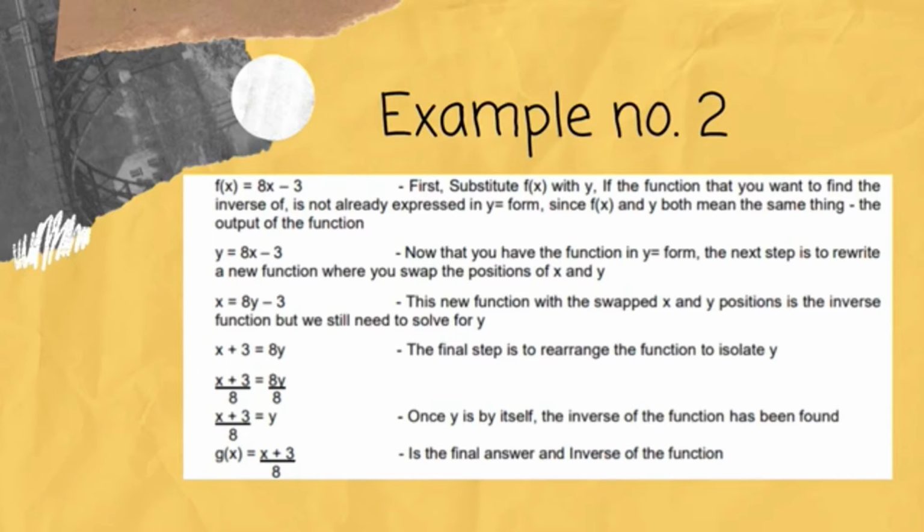The final step is to rearrange the function to isolate y. For us to get rid of 8, the number beside y, we need to divide each side by 8. So it will be (x plus 3) over 8 equals 8y over 8. So that will turn into (x plus 3) over 8 equals y. Once y is by itself, the inverse of the function has been found. Always remember to denote the inverse as g(x), so the final answer is g(x) equals (x plus 3) over 8.